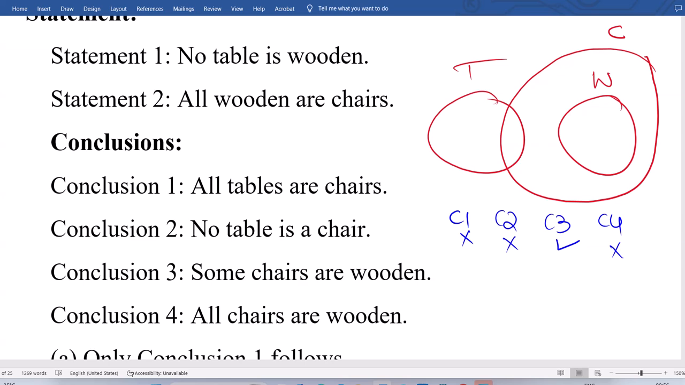See, the conclusion that is true in all diagrams. Maybe in some other diagram 3 fails, which means my answer should be none follows or only 3 follows. 1 gone, 2 gone, 4 gone. They should not be included in the conclusion. My answer should be only 3 follows. Maybe if I draw another diagram where the third one fails, then none follows. Only these 2 are the possible answers. None follows means all are wrong, or only 3 follows is required.